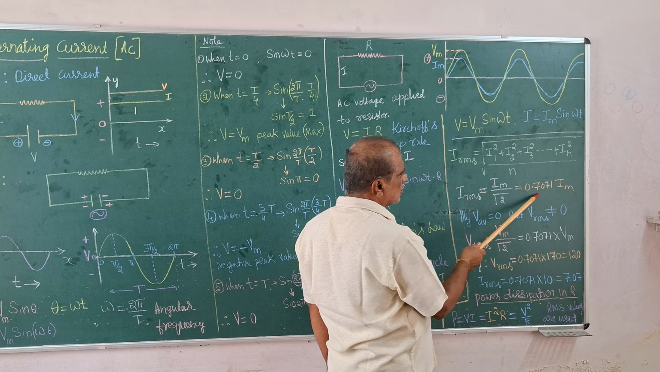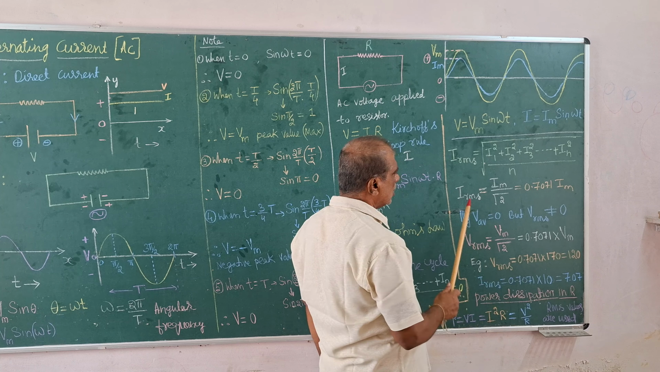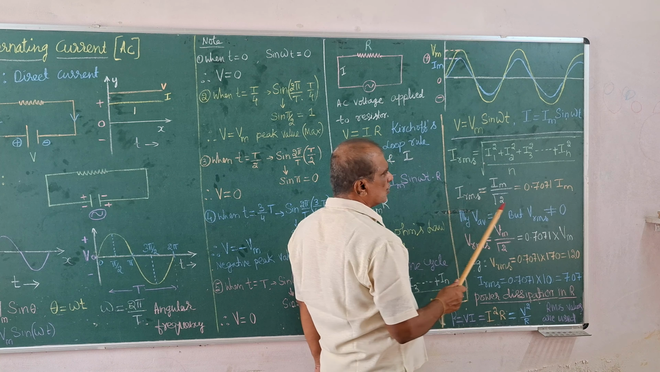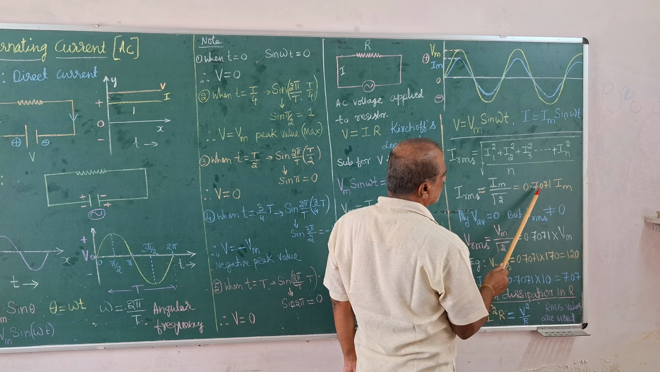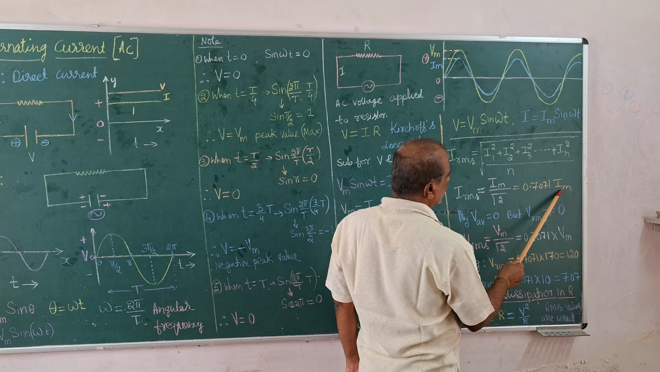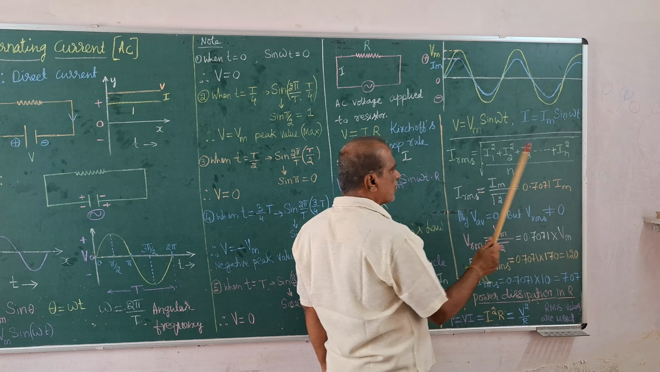What is 1 by root 2? I RMS is equal to 0.707 into Im. We get some mean value.